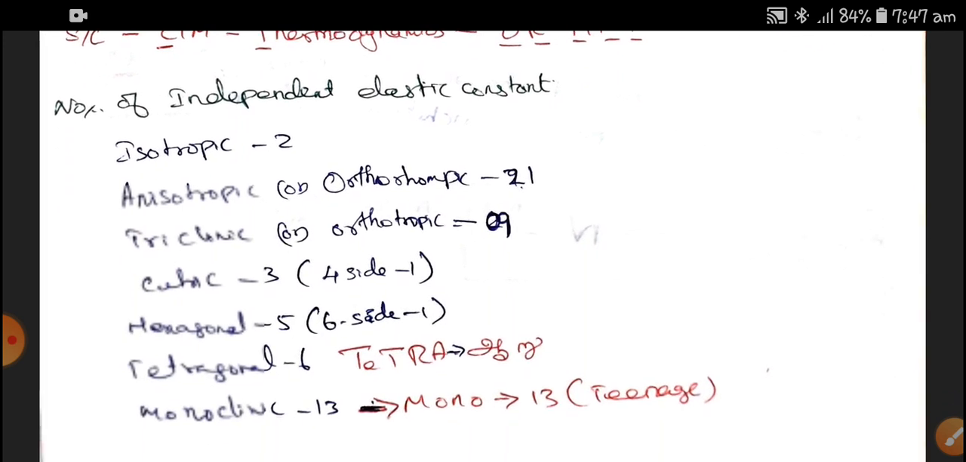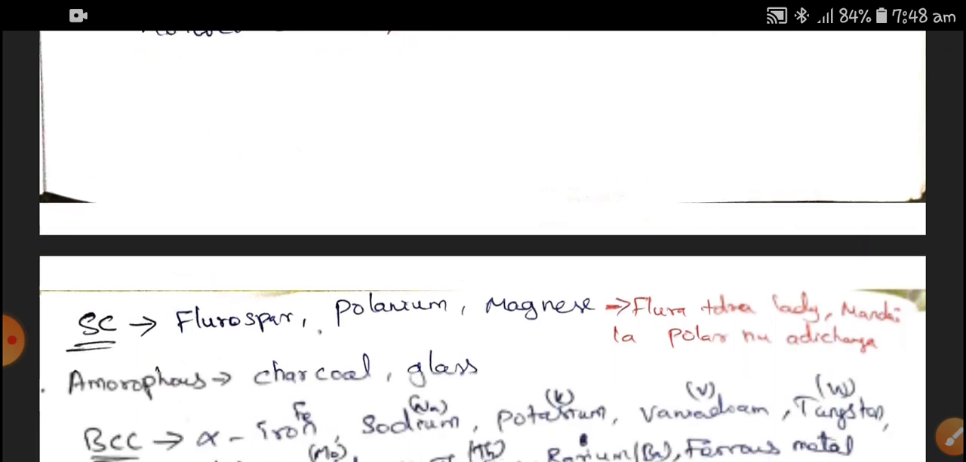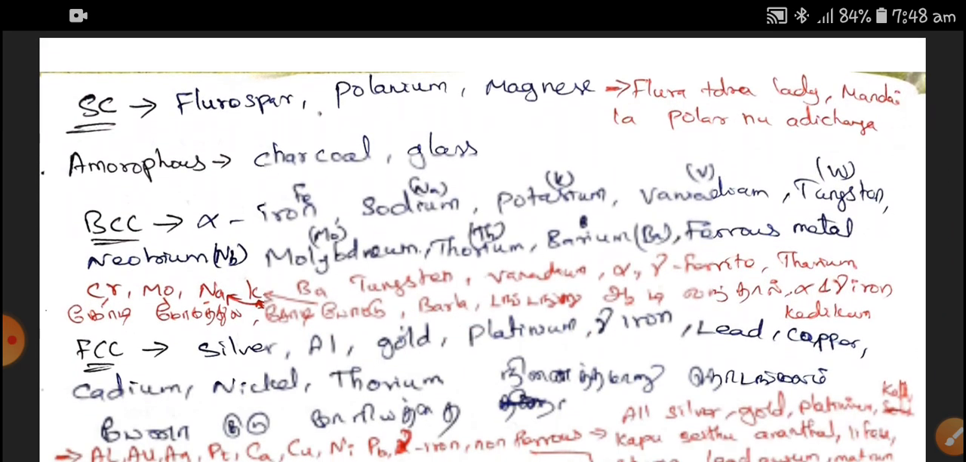And here the number of independent elastic constants for the different structures are given. For isotropic it is 2, anisotropic or triclinic it is 21, orthorhombic it is 9, cubic it is 3, hexagonal it is 5, tetragonal is 6, and for monoclinic 13 independent elastic constants are required. Next, we are going to see the different forms of the different materials in the crystal structure.